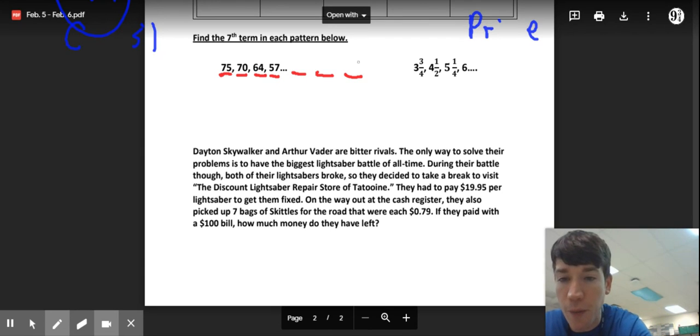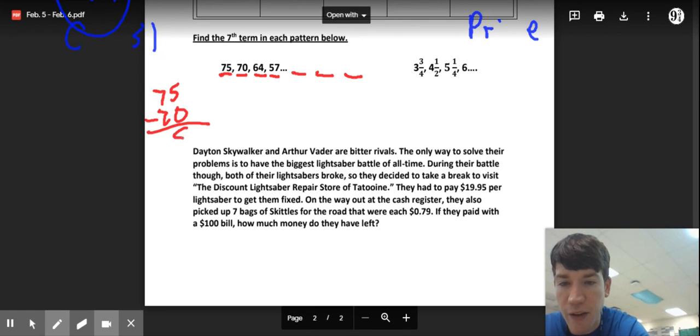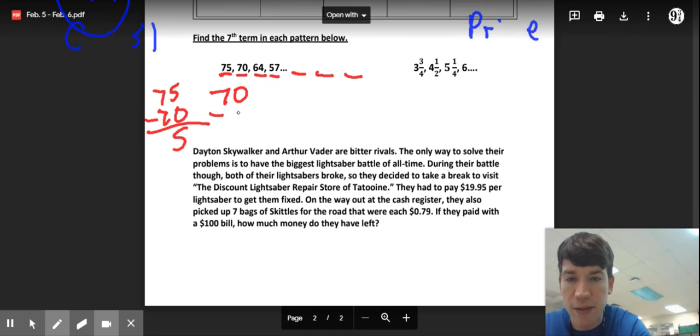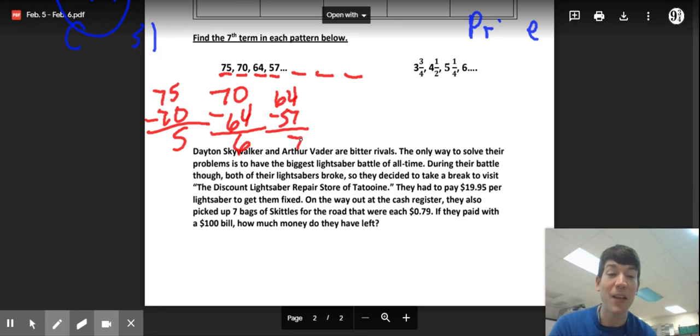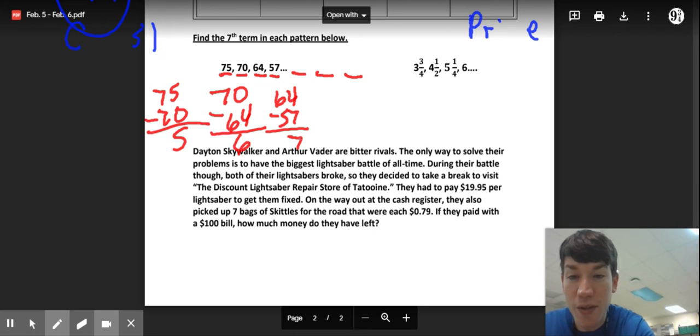So I know that from 75, I'm going to subtract 75 minus 70. That's going to give me 5. And then I'm going to subtract 70 minus 64. I'm going to find that that's 6. And then I'm going to do 64 minus 57. And that's going to be 7. And I'm seeing a pattern here. I'm noticing that from here to here, it went down 5.